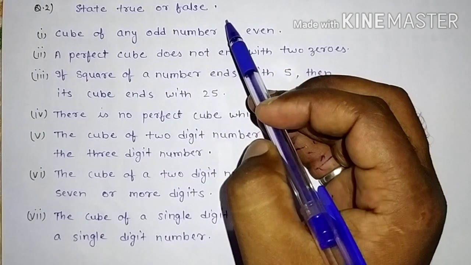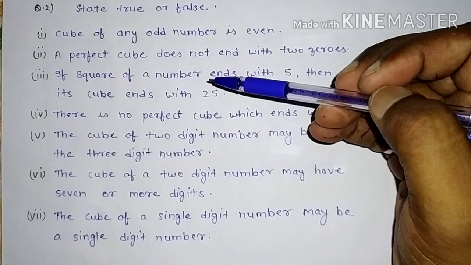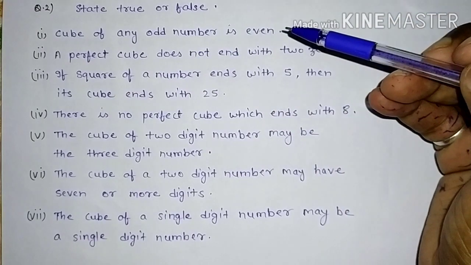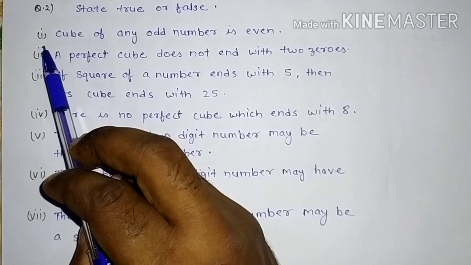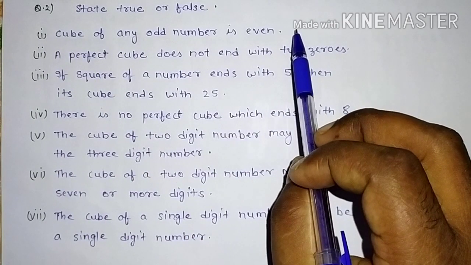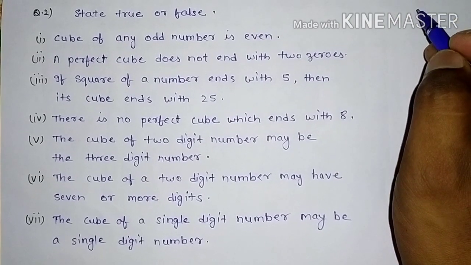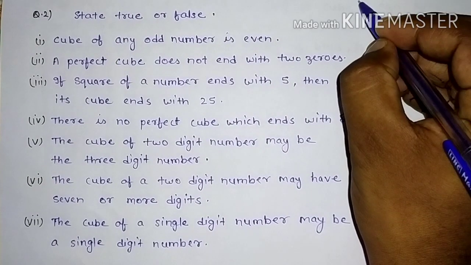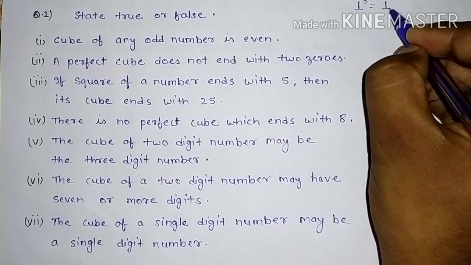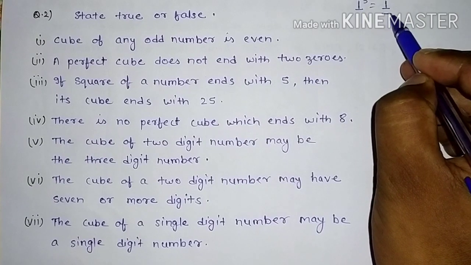State true or false. Here some statements are given and we have to state which statement is true and which statement is false. Now the first statement: cube of any odd number is even. So here we have to check. Let's take 1 here. 1 is an odd number, so the cube of 1 is 1 into 1 into 1, that is 1. So the cube of an odd number is odd here.